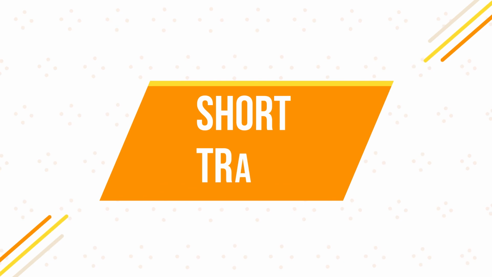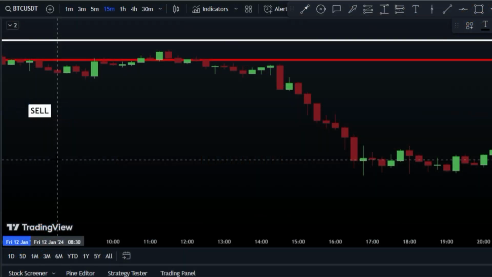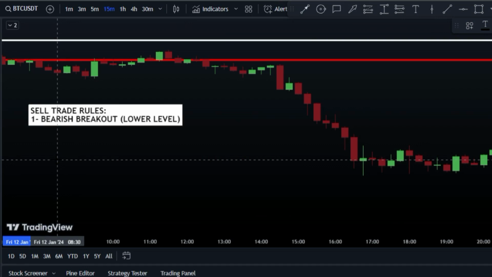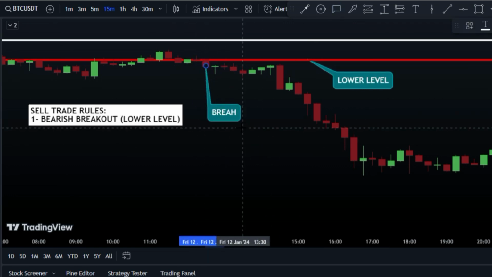Now, let's explore how to rack in profits with a short trade using our dynamic duo of indicators. When considering a short position, keep an eye out for the price to plunge below the lower level of the open range filter indicator. This downward breach is your cue to prepare for the potential short trade.